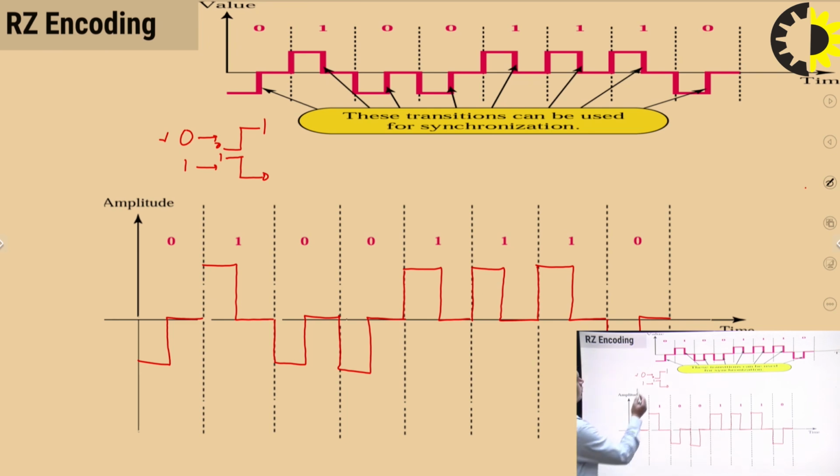Again, I am repeating, for 0, we are using from 0 to 1. That means below the baseline, we have to start and we have to draw like this. For 1, we have to start above the baseline, like a Z. And in that way, the digital data will be converted into the digital signal by using the RZ encoding scheme.